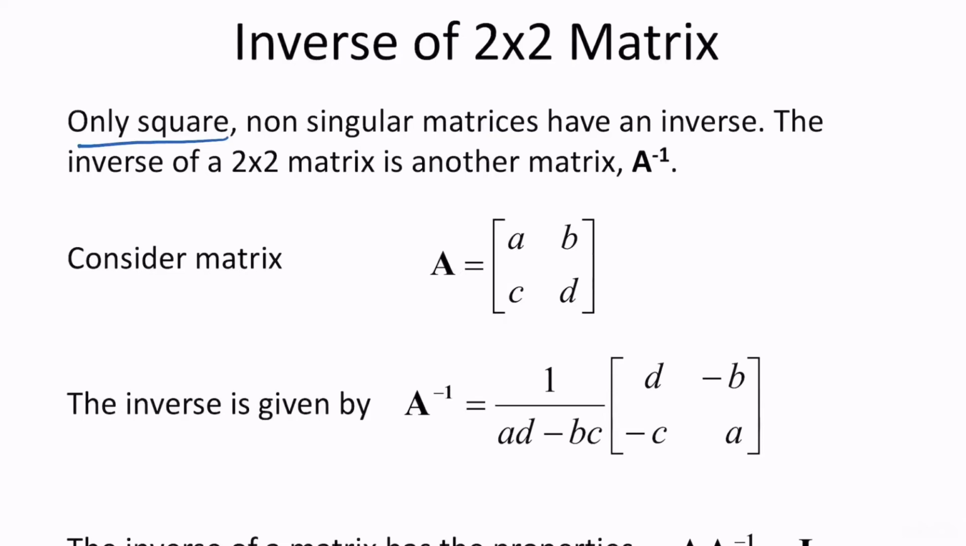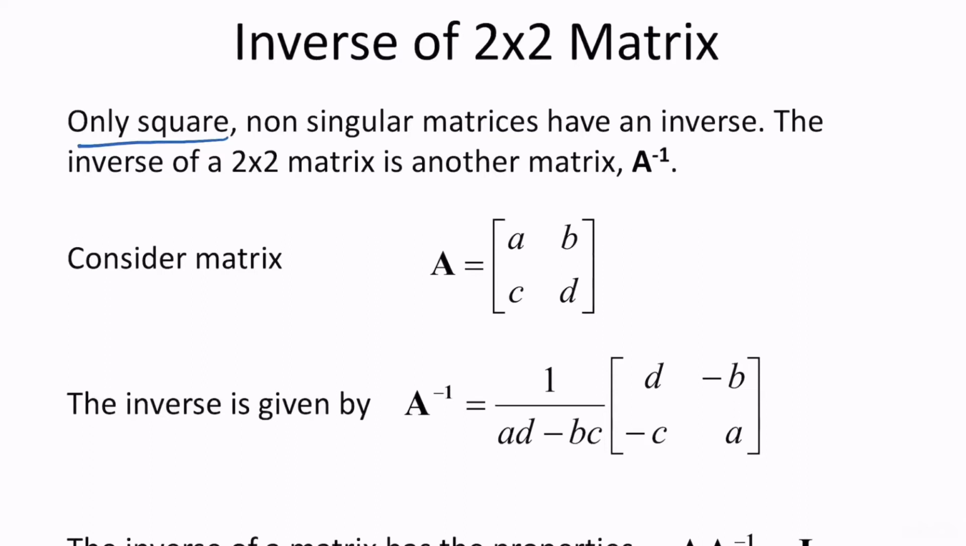Well, not 4 by 4, 2 by 2 and 3 by 3. And non-singular matrices, that means the determinant for it is not equal to 0. The inverse of a 2 by 2 matrix is another matrix. So the inverse for it is another matrix. It's the result of, like, we do a few steps to find the inverse of the matrix. So it's different than A itself.